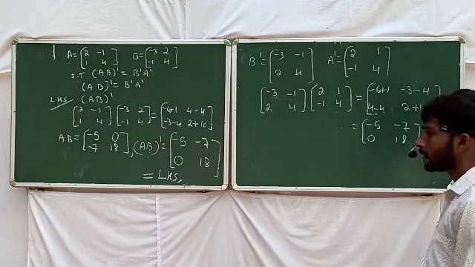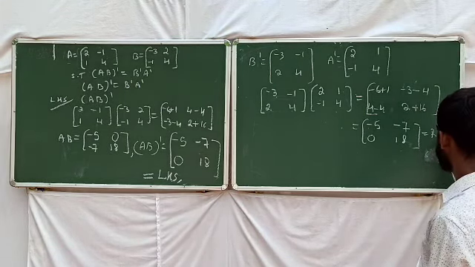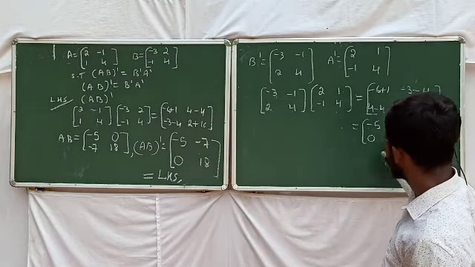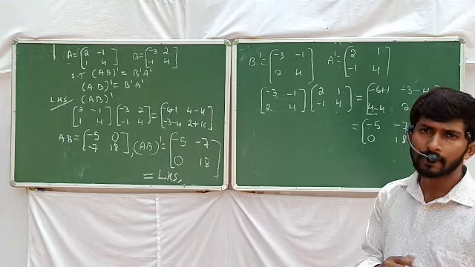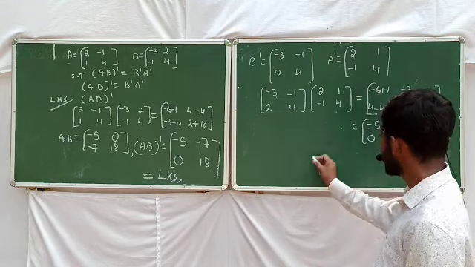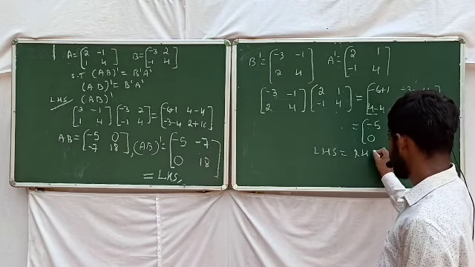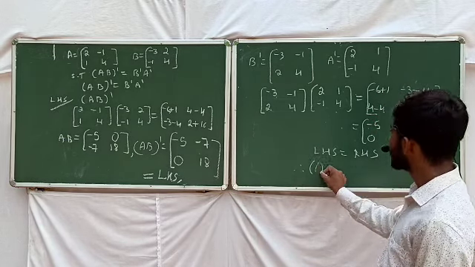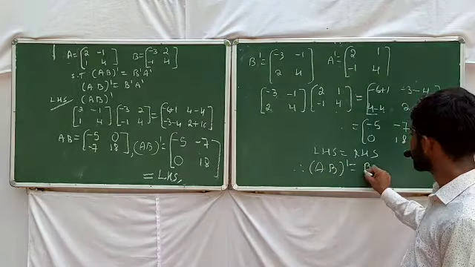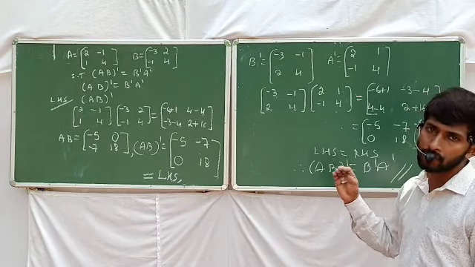Now check whether LHS equal to RHS. I am writing here it as RHS. Minus 5, minus 7 is there, 0 is there, 18 is there. Their corresponding elements are equal and order also equal. Therefore, you can write it as LHS is equal to RHS. Therefore, AB whole transpose is equal to B transpose into A transpose. Okay. Question is verified.